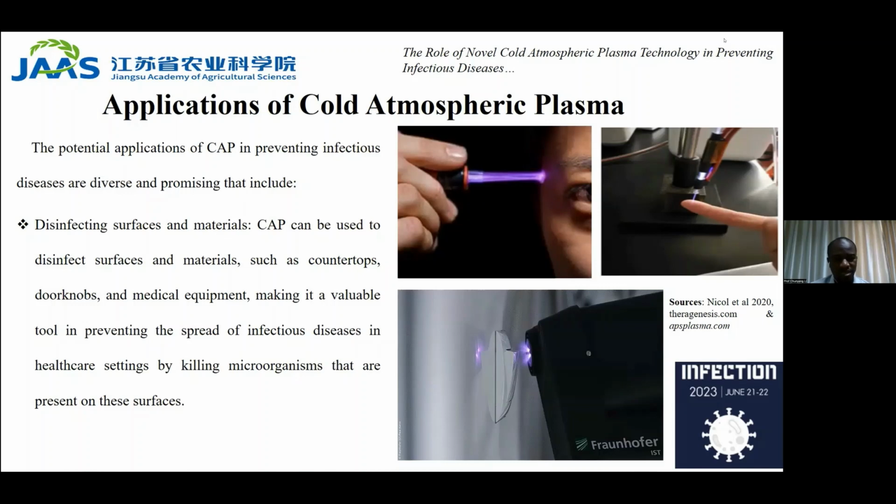CAP can be used to disinfect surfaces and materials such as countertops, doorknobs, and medical equipment, making it a valuable tool in preventing the spread of infectious diseases in healthcare settings by killing microorganisms that are present on the surfaces. Here are some pictures showing the cold atmospheric plasma in use in cleaning some doorknobs, disinfecting some surfaces, and also treating the human skin.